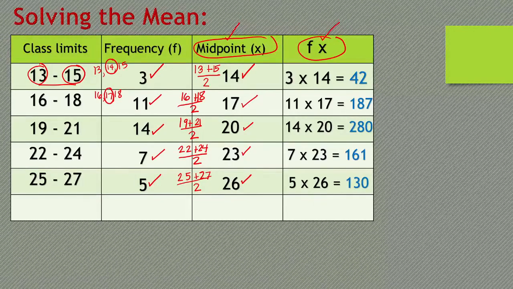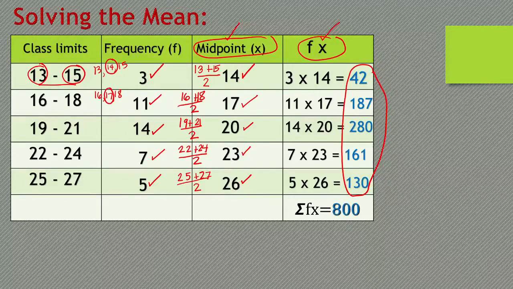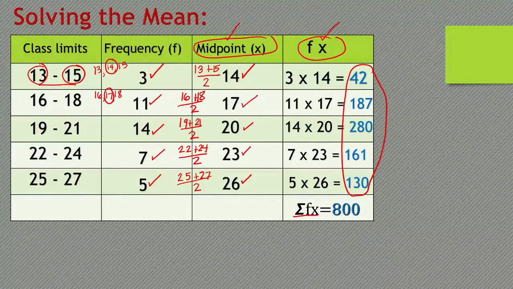Next step, step number 4, add all the entries in your fx. You will be adding all of them. And how much is that? 42 plus 187 plus 280 plus 161 plus 130. You will get 800. That's correct. So the summation, the sum of fx is 800. That's step number 4.